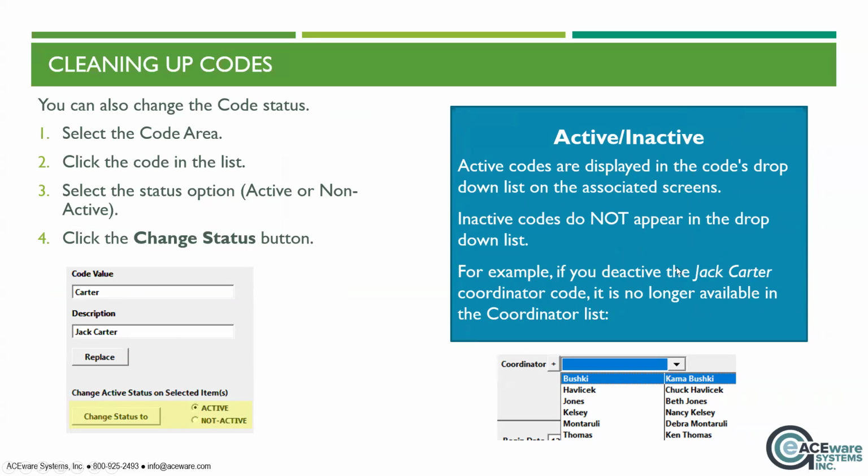And then active codes are displayed in drop-down lists where inactive codes are not. You can still have the non-active codes associated with records. It's just not going to give you the option to add those to records going forward.